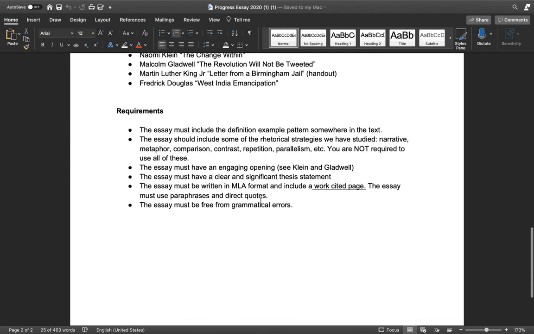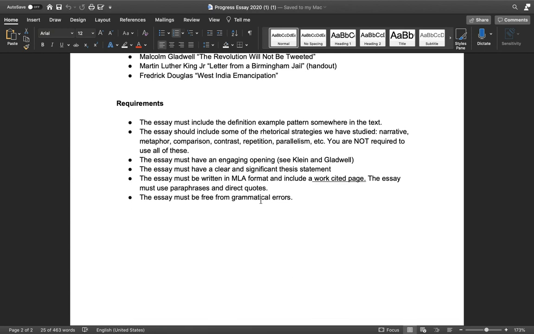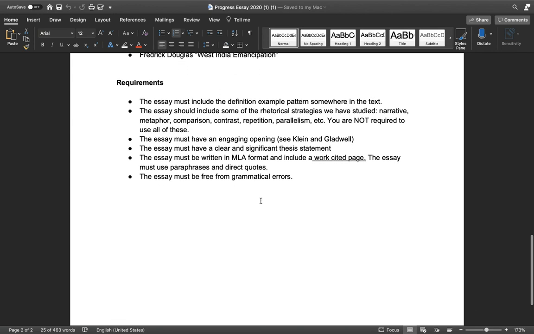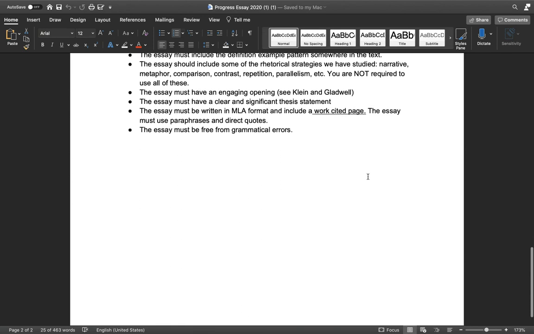The essay must also have an engaging opening. Look back to the Naomi Klein essay and the Malcolm Gladwell essay for examples. The essay should have a clear and significant thesis statement. There must be a works cited page, and MLA format must be correct. And finally, the essay must be free of grammatical errors.